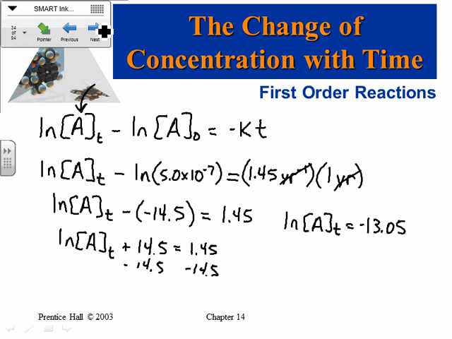Here comes the tricky part. Does anyone remember when you're solving an algebraic equation how to get rid of a natural log? Because essentially what we want to solve for is this right here, and we've got this pesky thing right here that's keeping us from doing that. You guys remember what you have to do to get rid of a natural log when you're solving something algebraically? I say remember. Some of you may not.